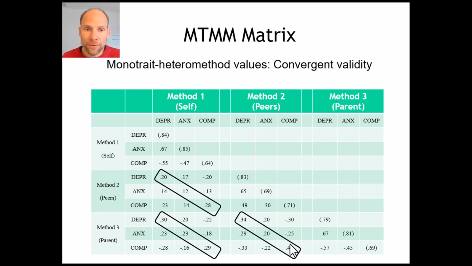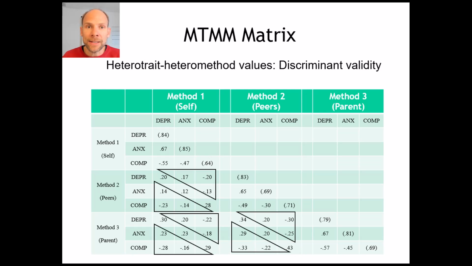So not great convergent validity, not super great discriminant validity so far, but there's more to an MTMM matrix, and that is the remaining triangles that are grouped around those subdiagonals with the monotrait heteromethod values that we just looked at. Those triangles that are shown here now are the heterotrait heteromethod values. So again, we are now looking at different traits, but now we're also looking at different methods. So different traits measured by different raters, how are they correlated? And so you could say, well, why should I care?